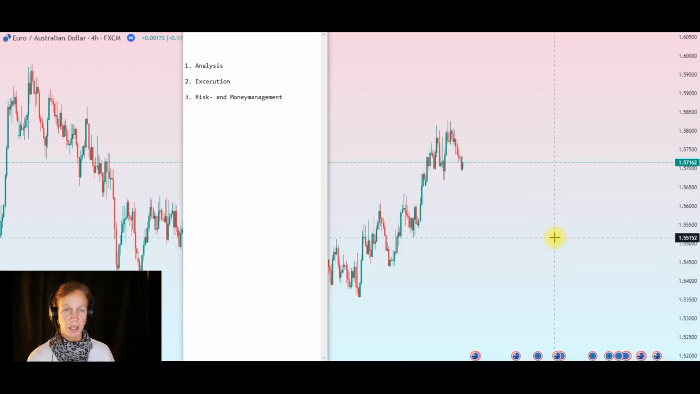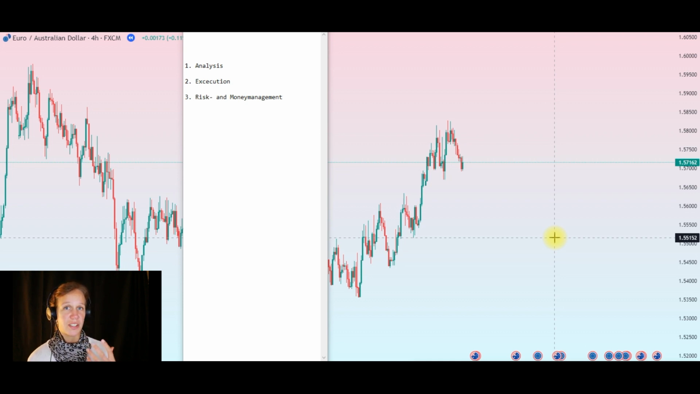A professional strategy consists mainly of three parts. The first one is the analysis, really important in order to get a picture of the market. The second one is the execution. And the third one, last but not least, is the risk and money management. About numbers 1 and 2, we will talk in this video and dive deeper into them. And the third one is for the next video. So let's take a look at part 1.